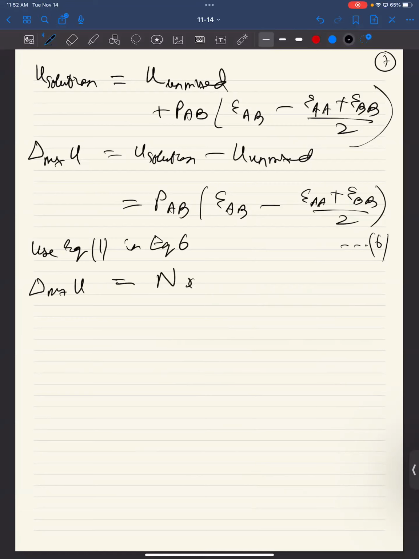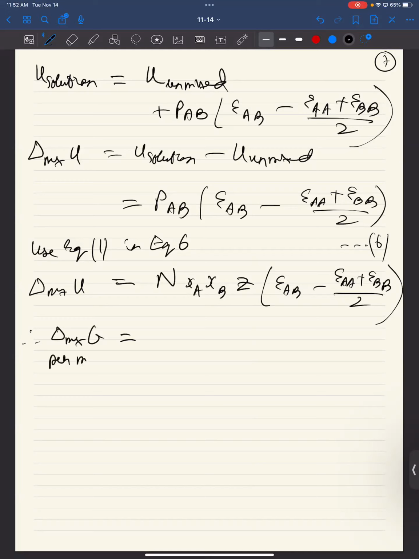Then we get delta mixing U is equal to N multiplied by XA multiplied by XB multiplied by coordination number, epsilon AB minus epsilon AA plus epsilon BB by 2. And if we are interested in delta mixing U per mole, then we just divide by N, okay? So therefore, we can now write down the full delta mixing G per mole. That will be delta mixing U per mole minus T delta mixing S per mole, right?